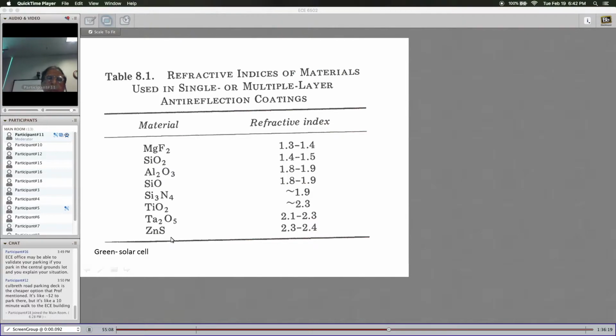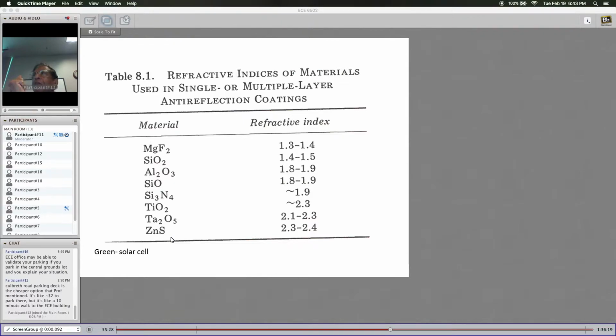So here is the list of the commonly used optical materials which are transparent. Okay. So you don't have a lot of choices. You have a very limited number of materials which are suitable for optical applications. So here is the list.